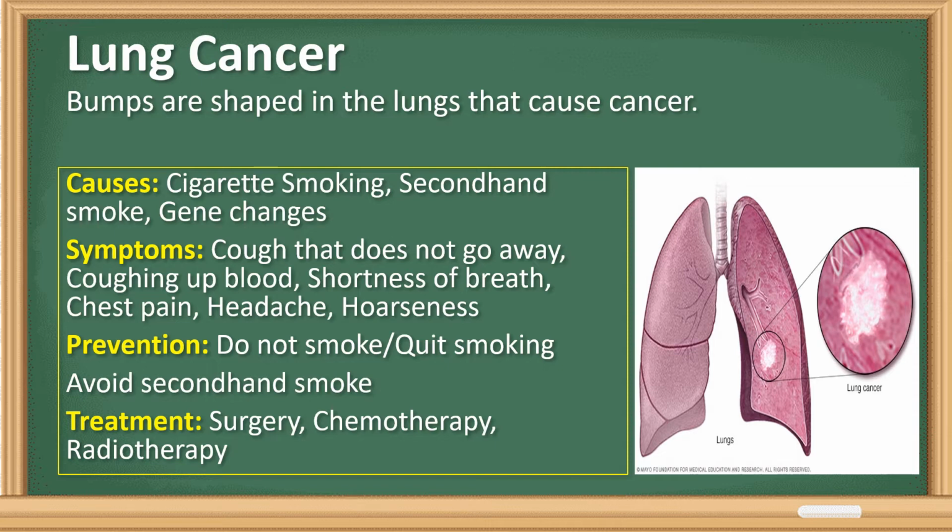What are the symptoms of having this kind of disease? Cough that does not go away, coughing up blood, so ikaw ay umubo na ng dugo, shortness of breath, chest pain, headache, and hoarseness. Prevention. How can we prevent lung cancer? Do not smoke, quit smoking, avoid second-hand smoke. Treatment. If you're having this kind of cancer, lung cancer, surgery, chemotherapy, and radiotherapy.